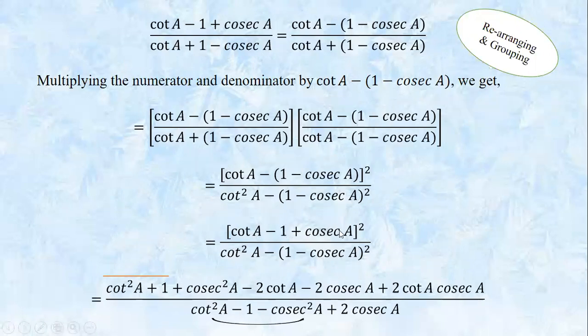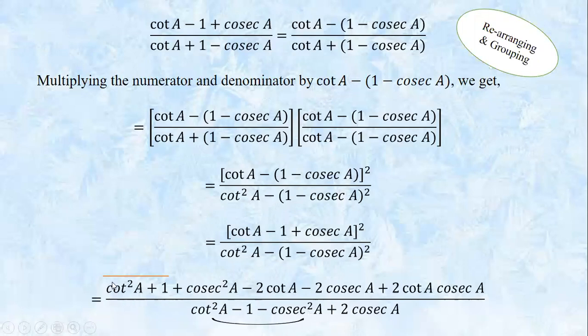Now the numerator is of the form A minus B plus C the whole square. So let us expand this, which will be cot square A plus 1 plus cosec square A, which is A square plus B square plus C square, minus 2AB, so 2 cot A, minus 2BC, 2 cosec A, plus 2AC, cot A into cosec A, divided by cot square A, which we retain as such, A minus B the whole square formula. There is a minus outside. So minus 1 minus cosec square A plus 2 cosec A.